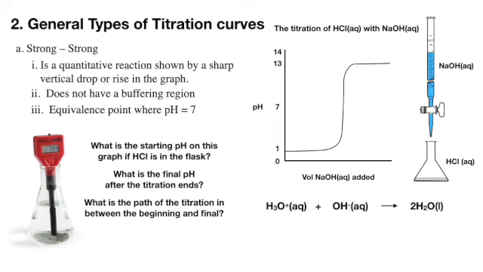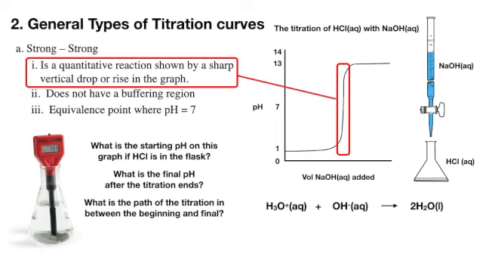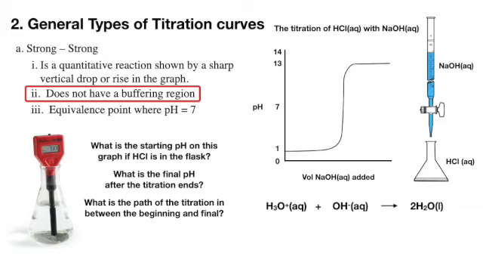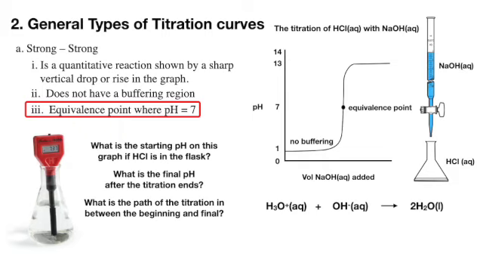Okay, so whenever you have a sharp vertical on a graph like this, it's called a quantitative reaction, which means 100% reaction. This does not have buffering, so I'll explain buffering in a little bit. Strong curves are not buffers. And the equivalence point is the middle of the vertical, which in this case, because you have a strong acid at 1 ending at a strong base of 13, is right in the middle around 7. Okay, so that's important for how we compare these.